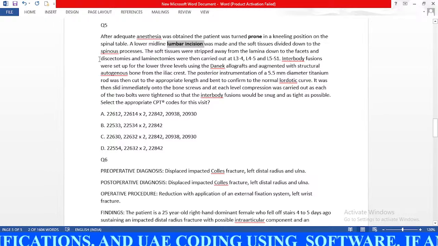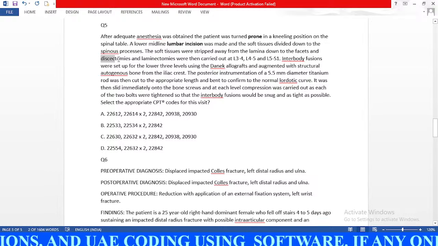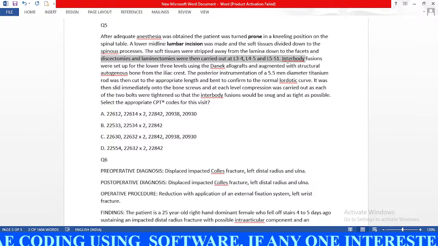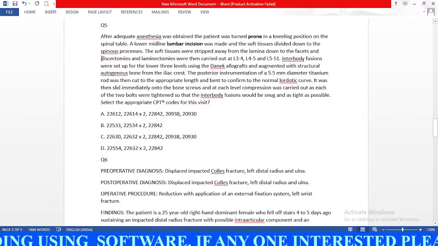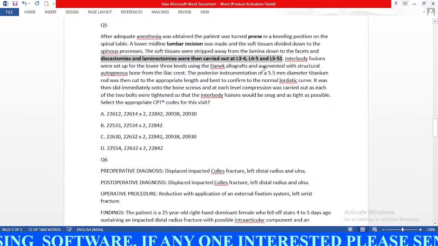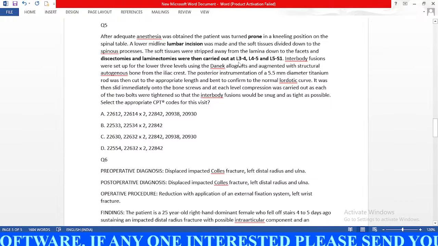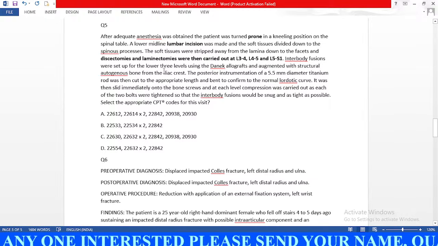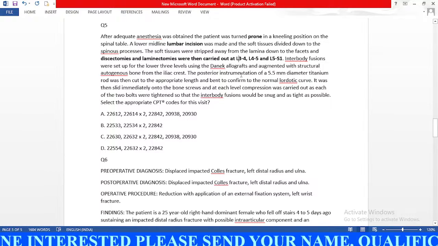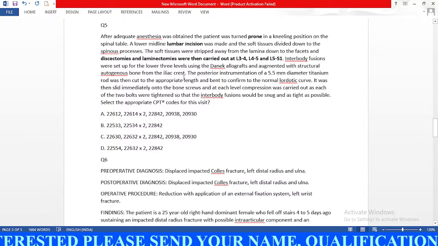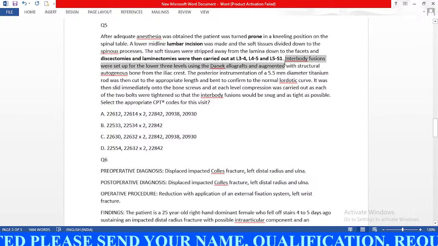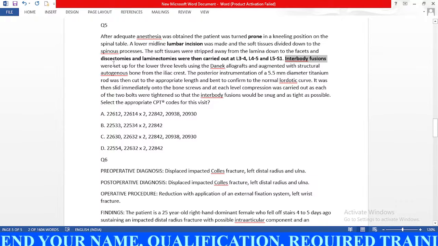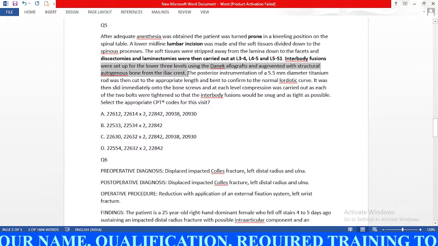These are also very important. Discectomy means removal of disc. Laminectomy means removal of lamina. This complete line is very important for us in order to code a spinal procedure, because using these levels we can find how many levels the physician has performed the surgery. Interbody fusions were set up for those lower three levels using the allografts and augmented with structural autogenous bone from the iliac crest. So these are interbody fusions. All these lines are very important keywords in order to code spinal procedures.